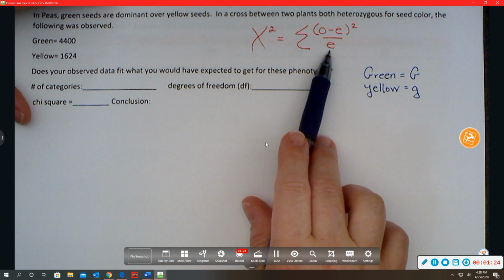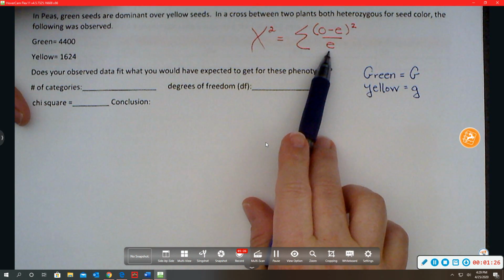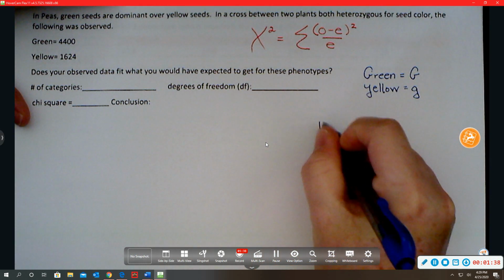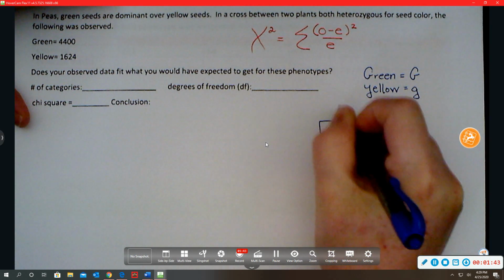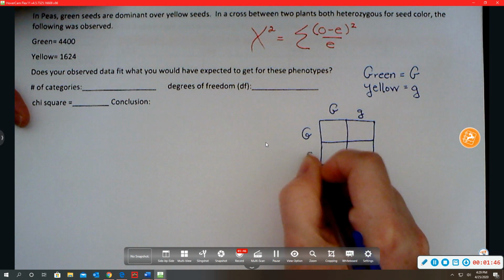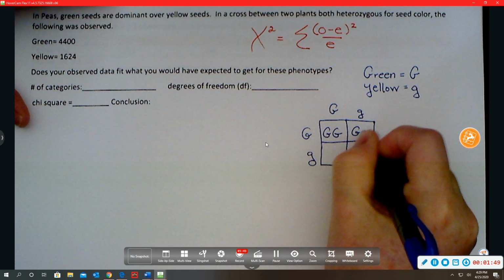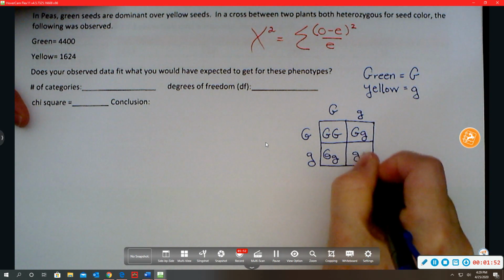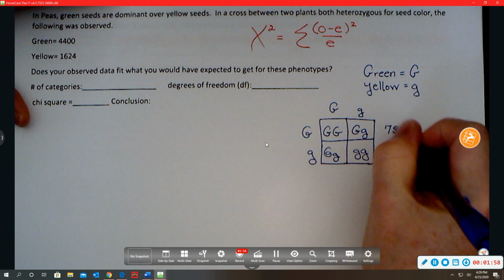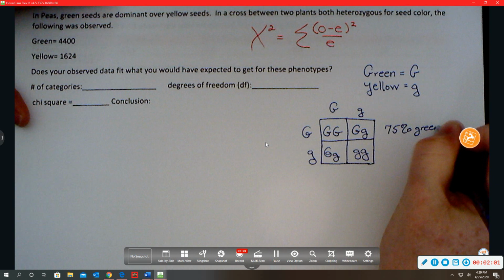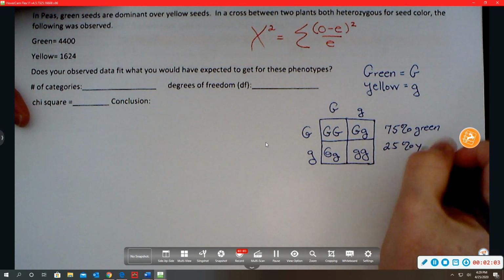Now we need to figure out expected data. Well, for genetics experiments, we can figure out our expected values using our Mendelian rules. Basically, just using Punnett squares. All right, well, if I did a Punnett square for this problem, to get my expected results, I would need to cross two heterozygous plants like this. And then, as you already know, we've got 75% are going to be green and 25% yellow.